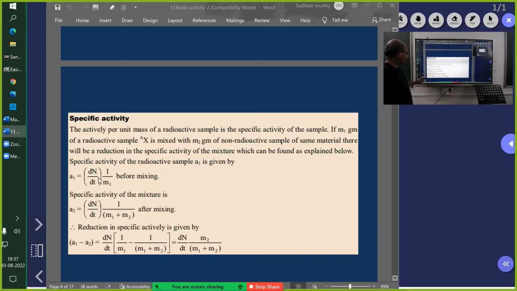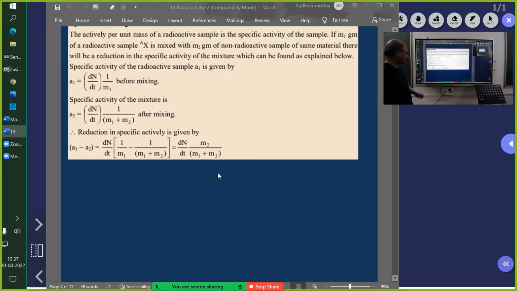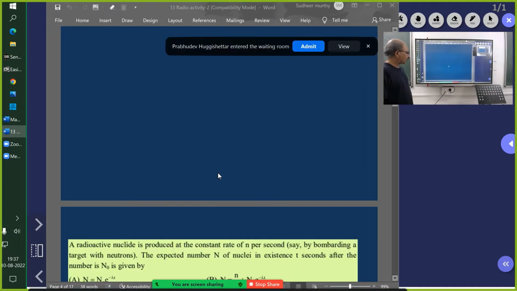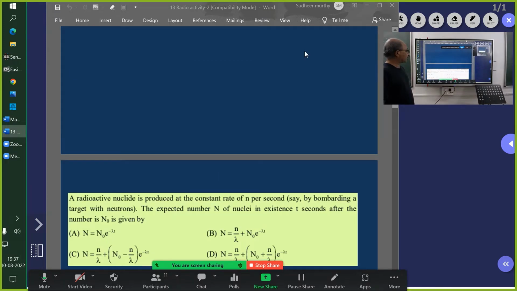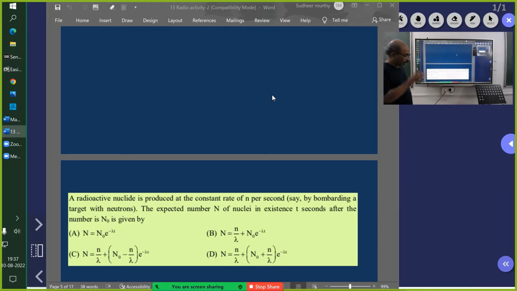So specific activity is the rate per unit mass. Okay, so this also I discussed yesterday. And I think we were dealing with this problem yesterday. Is this problem clear to everyone, or shall we redo this problem?